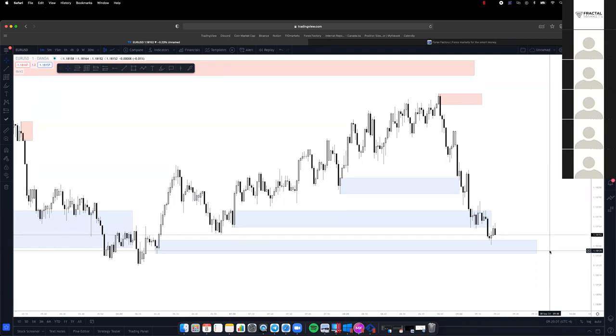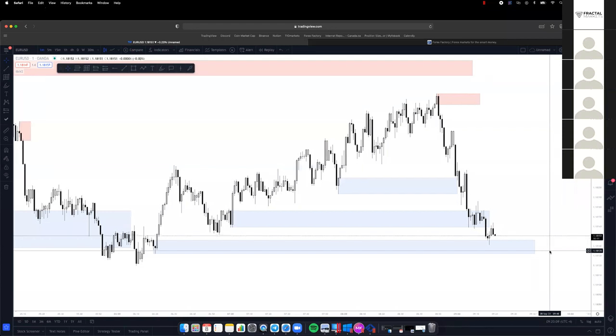Bottom line is, if we are in demand, you cannot take a supply trade. And if we are in supply, you cannot take a demand trade, because there's no guarantee that demand won't take out supply and vice versa. So it's a lot better to just wait for your criteria. Sometimes it doesn't happen. It's not often that I won't take a trade during a New York session, but it does happen.